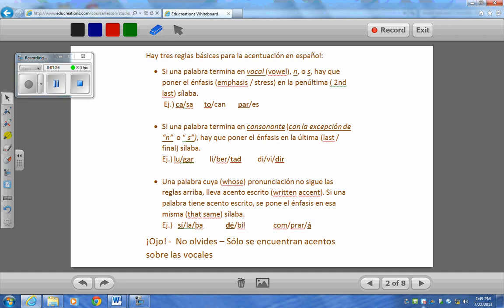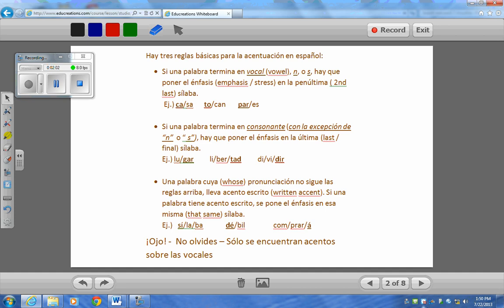So that's why we pronounce the word for house casa and not casa because it ends in a vowel. So we put that stress on the second to last syllable when we say the word. Tocan, pares. Again, we see a word, the first one ends in a vowel, the next one in N, the next one in S. Any of those endings, vowel N or S, accent or stress, natural stress on the second to last syllable.